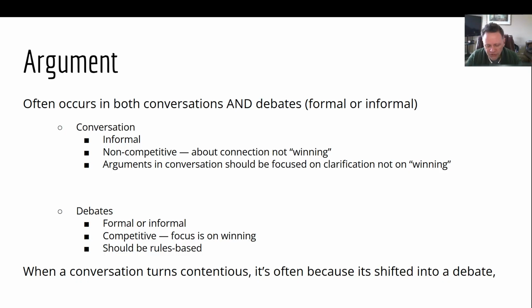That's an argument. Just offering reasons for your conclusion or for your position, that's argument. That's really all argument is. You have a position, you offer reasons for it.